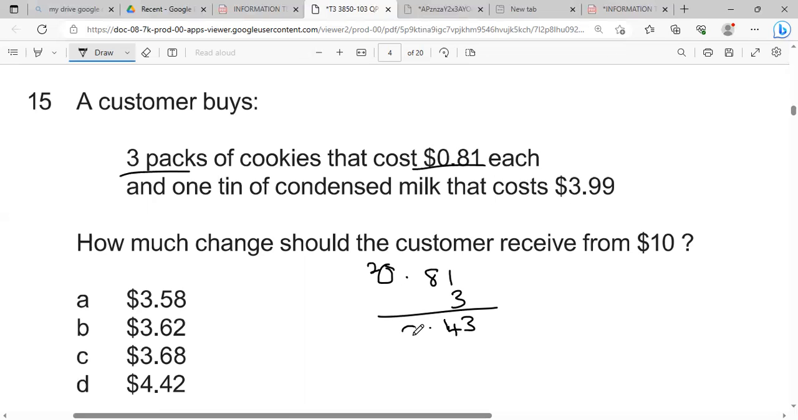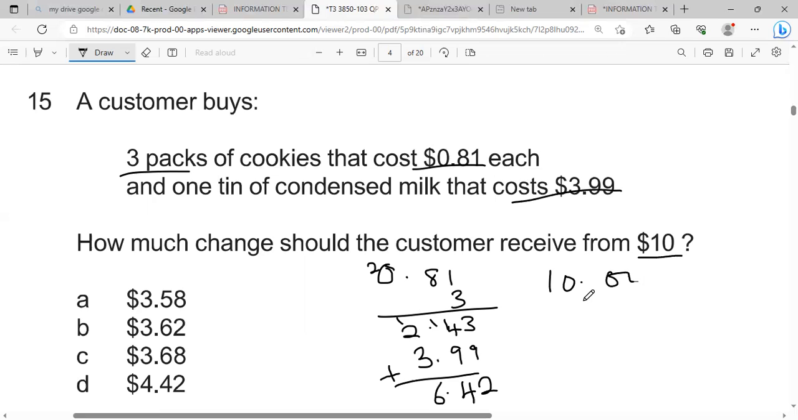300 and 2. So this would cost $2.43. But guess what? What did they ask for? They say 1 tin of milk costs $3.99. So what we have to do is add the condensed milk to it. So 9 and 3, 12, 2 carry 1. 9 and 1, 10, and that 4. Put our decimal point directly. So 9 and 4, 13, and 1, 14. So you spent a total of $6.42. And out of $10, how much change do we receive?